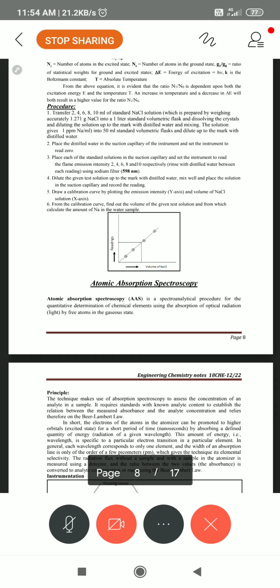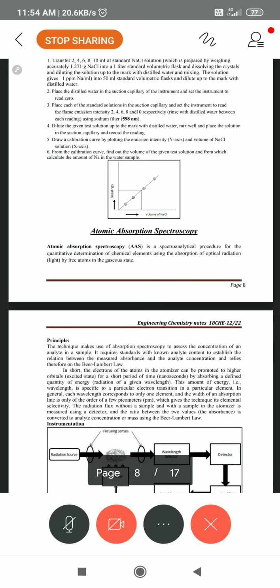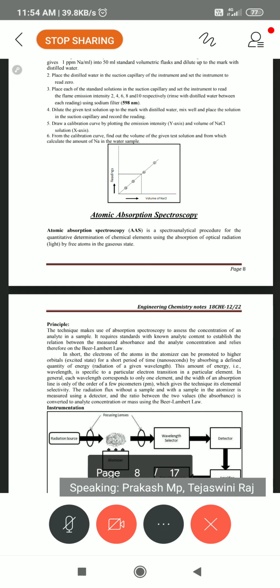So that is for sodium. If you want potassium, same thing. You plot one more graph, with the volume of potassium chloride 2 ml, 4 ml, 6 ml, 8 ml, 10 ml. For the unknown, you observe the emissions and record them in the second column, followed by the unknown sample. The same water sample you can use.